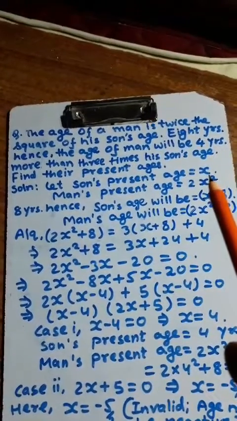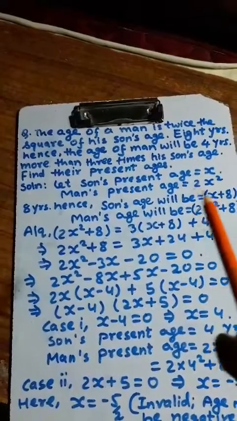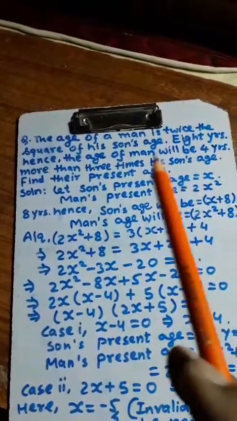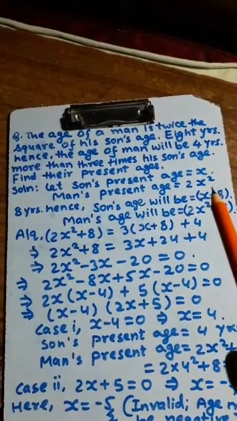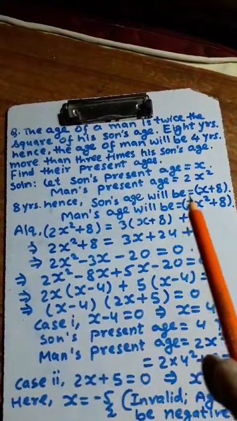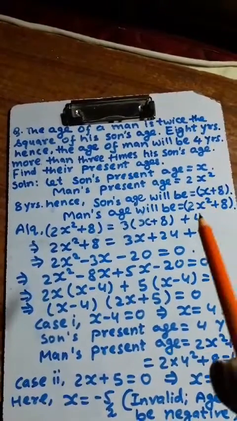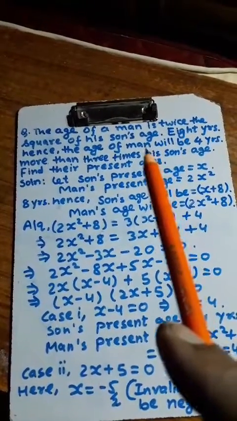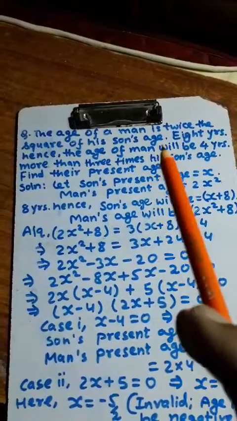Age of the man is twice the square of his son's age. So what is the son's age? x. Do the square, x square, and multiply by 2. This is the man's present age. The son's age is x, so the man's age becomes 2x square. Now proceed. 8 years hence, 8 years is added to both. Son's age will be x plus 8, man's age will be 2x square plus 8.